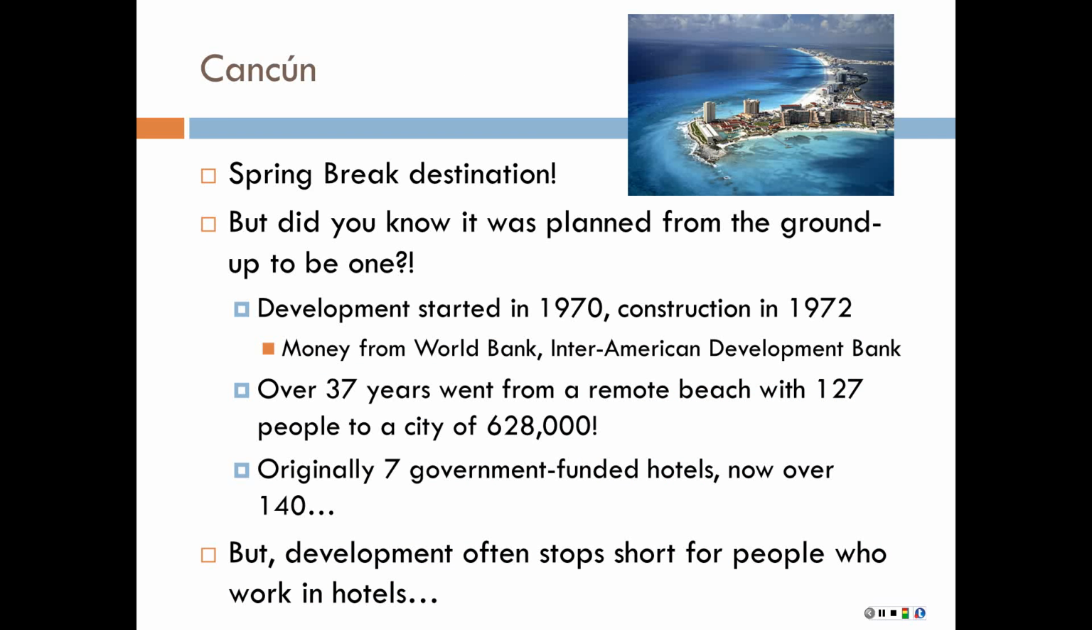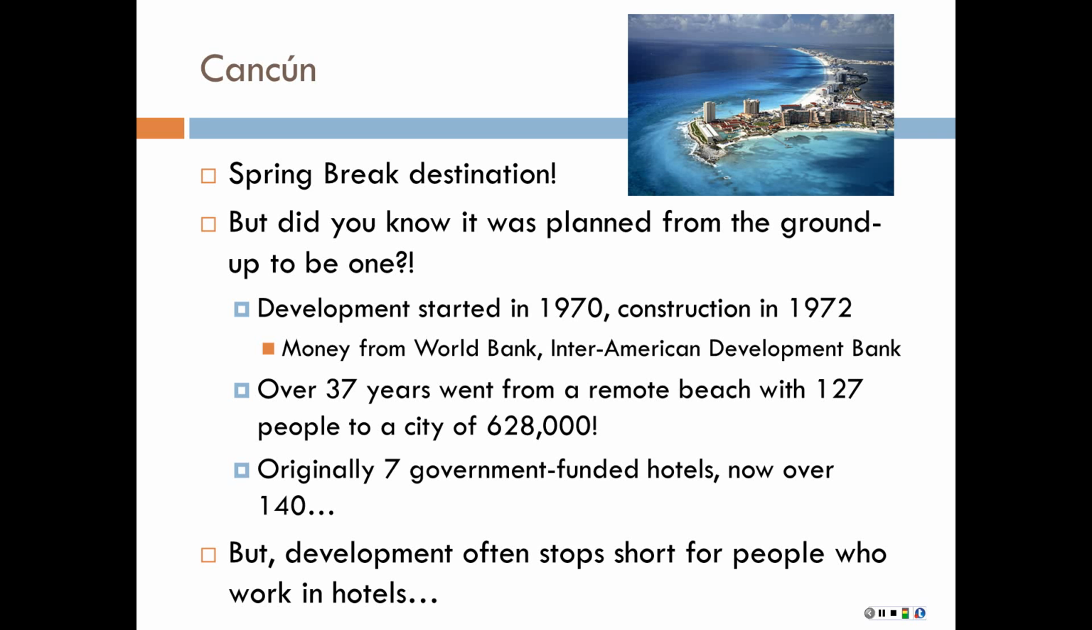A couple words about Cancun. You might know it as a spring break destination, but actually in 1970 there was nothing there. It was literally a beach, and that was about it. It was actually developed through money from the Inter-American Development Bank and the World Bank. Planned in 1970, construction began in 1972, and over 37 years it went from basically 127 people living near the beach to a city of almost 750,000. Initially there were 7 government-funded hotels, and now there are more than 140.